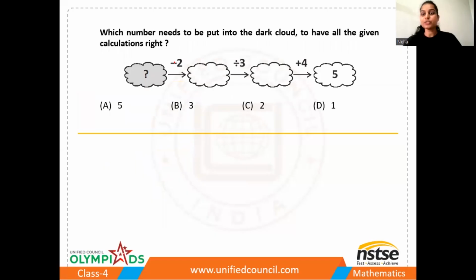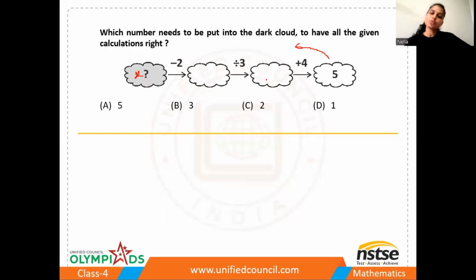Okay, let's move to the next one. This is your next question. Now what is my next question saying? It says: which number needs to be put into the dark cloud to make all the given calculations right? Perfect. Let's suppose it is x. We have to move from the back side, because this number is missing. So if I subtract 2, then I will get this number. Then if I divide by 3, I will get this number. If I add 4, I will get this number, right?